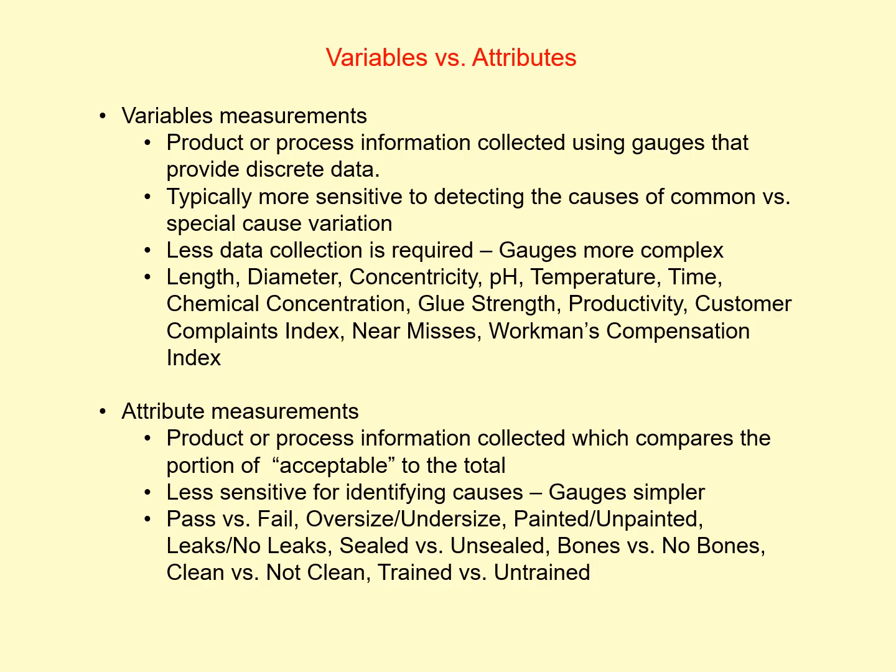So, variables versus attributes. We talked about variables as you're using a micrometer, a caliper, a depth gauge, a scale. Attributes: good, bad, pass, fail, conductive, not conductive. It is much less sensitive to changes, but it's cheaper data to collect.